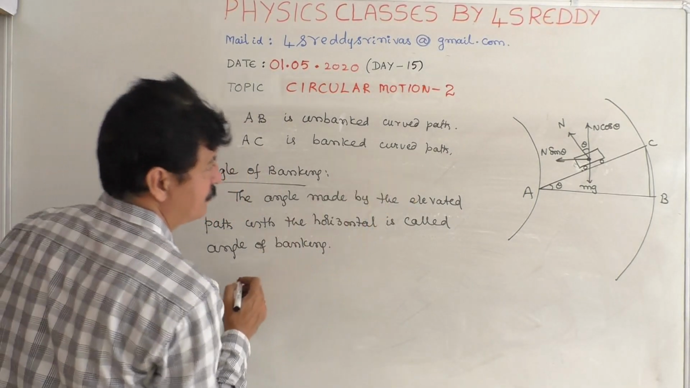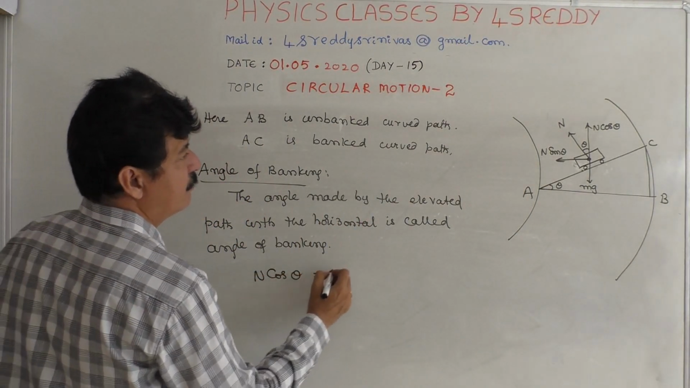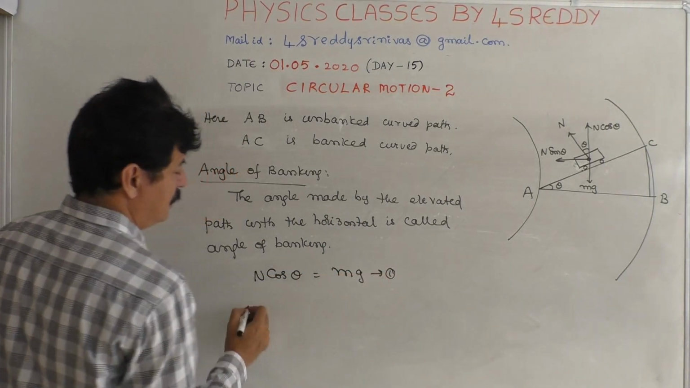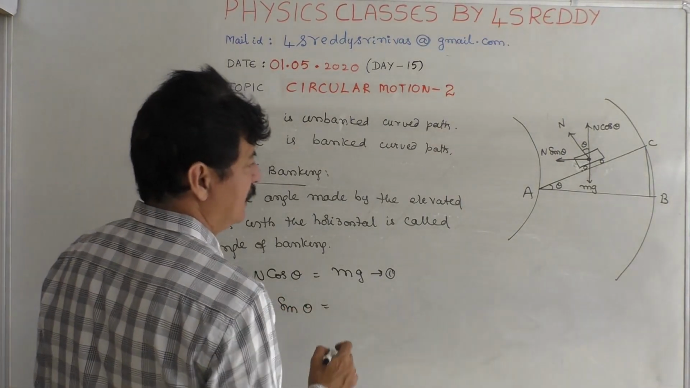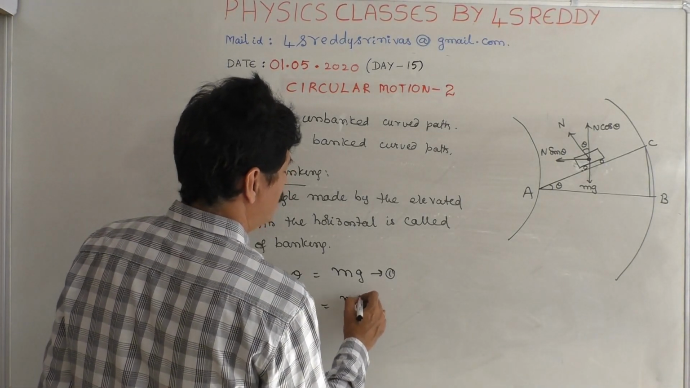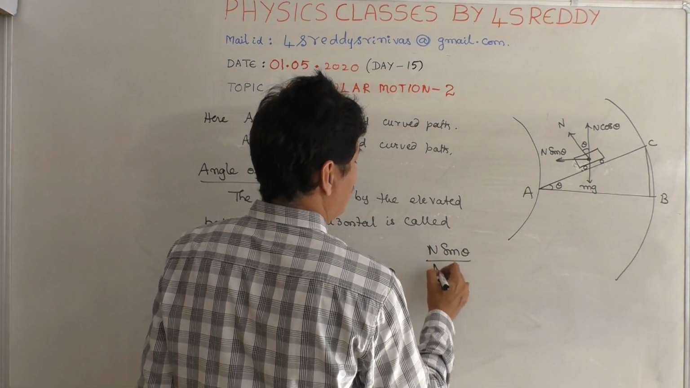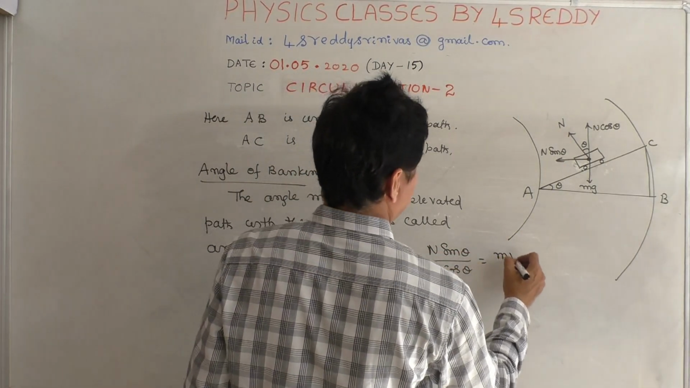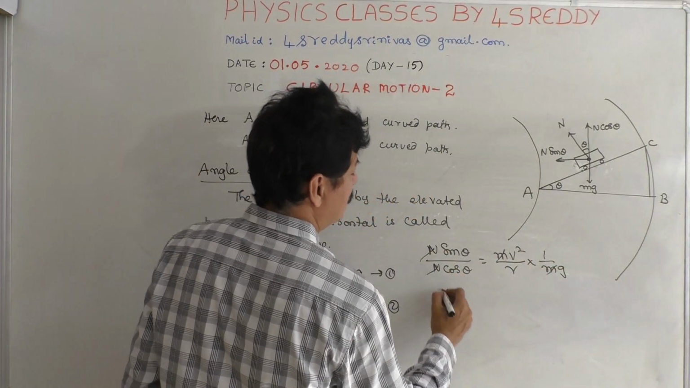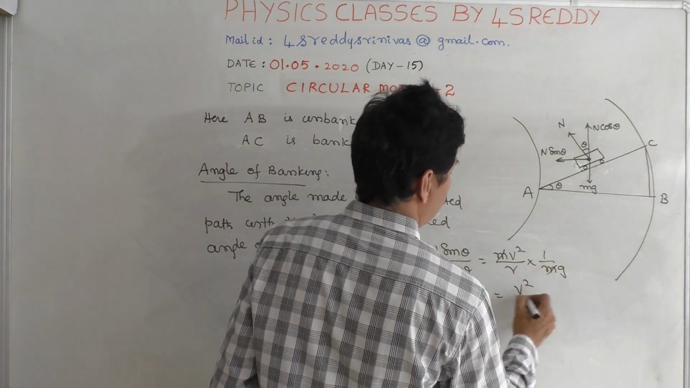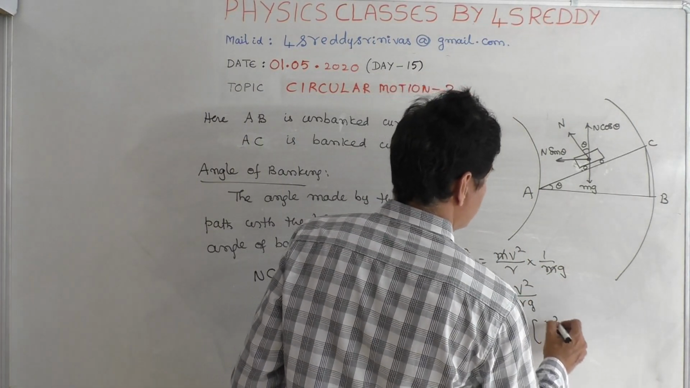So here, from the figure, N cos theta is given by mg, and the centripetal force is provided by N sin theta. That is nothing but mv square by r. Dividing these two, N sin theta by N cos theta is mv square by r into 1 by mg. These two get cancelled. So tan theta is equal to v square by rg, or theta is equal to tan inverse v square by rg.